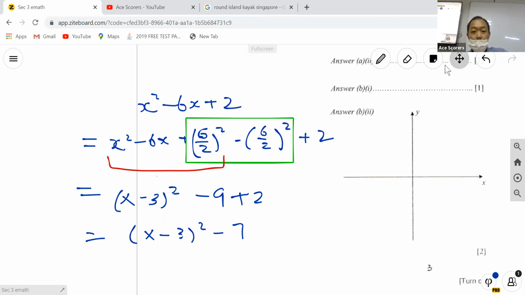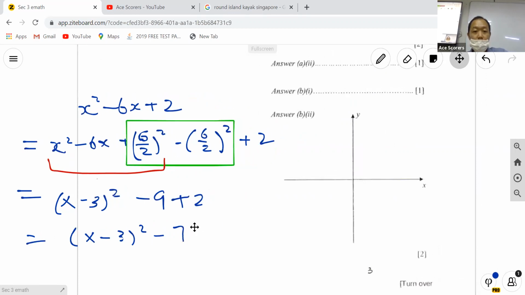Okay, so once this is done, the second part is to sketch. So you're supposed to sketch this thing here. Now looking at this equation, immediately we know that this is a U shape. How come we know it's a U shape? Because it's a positive x squared. Positive x squared means U shape. We'll just draw a shape over here.